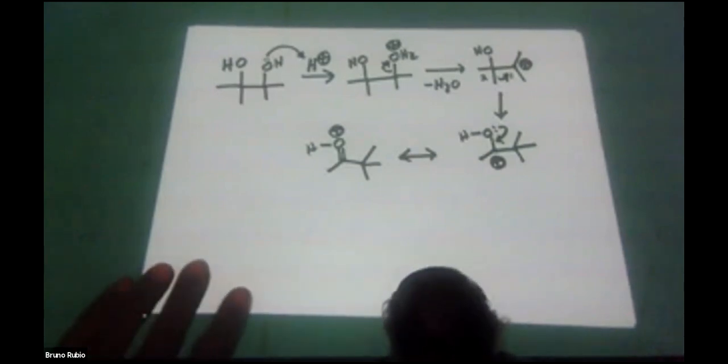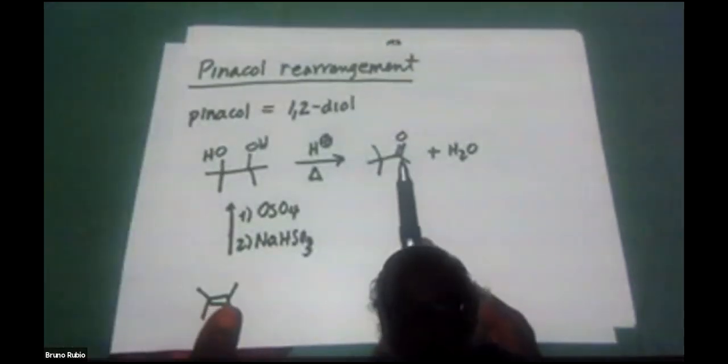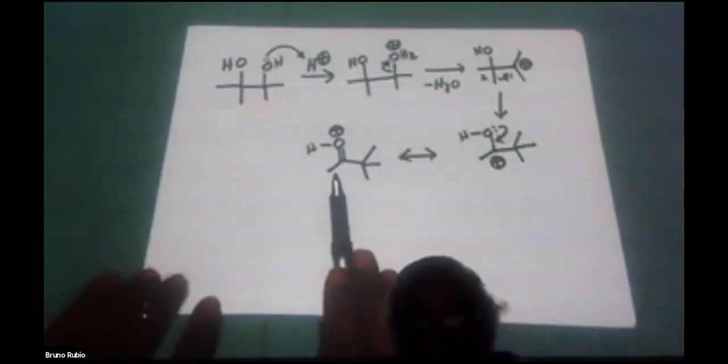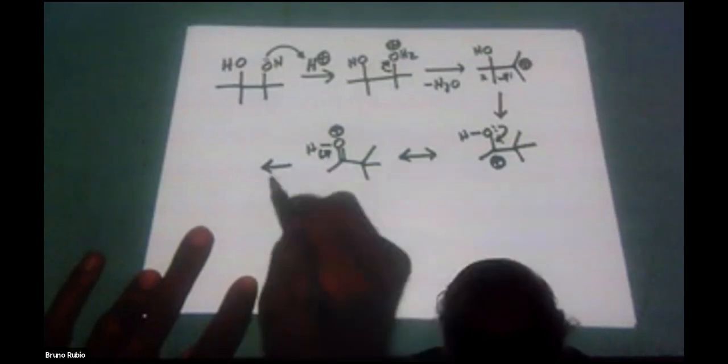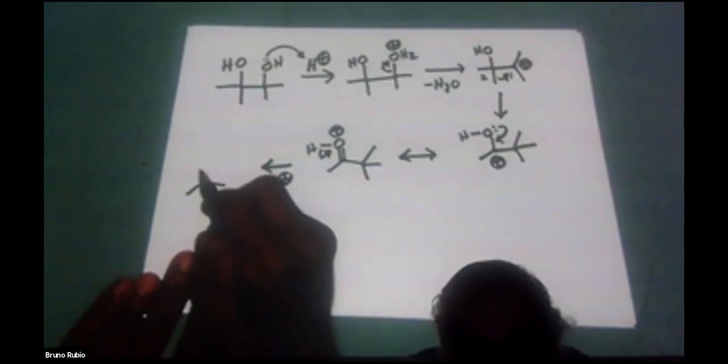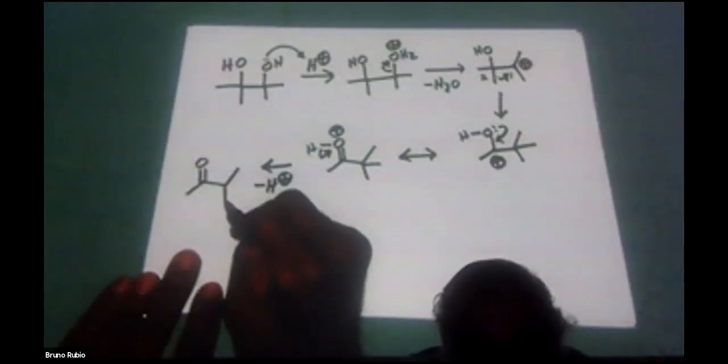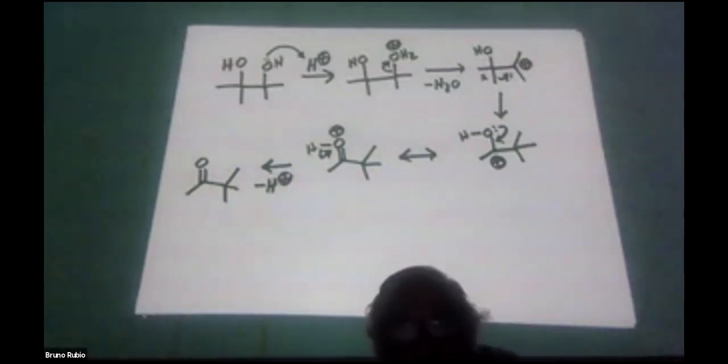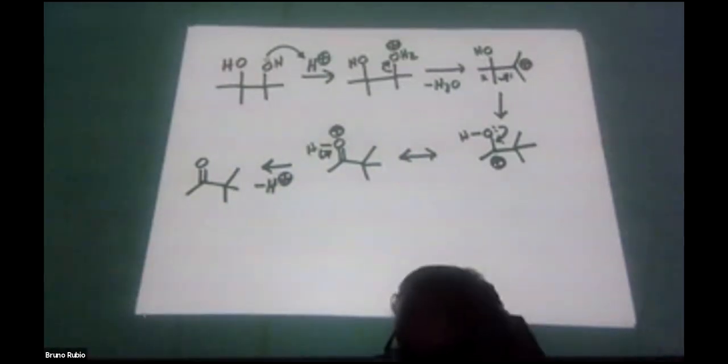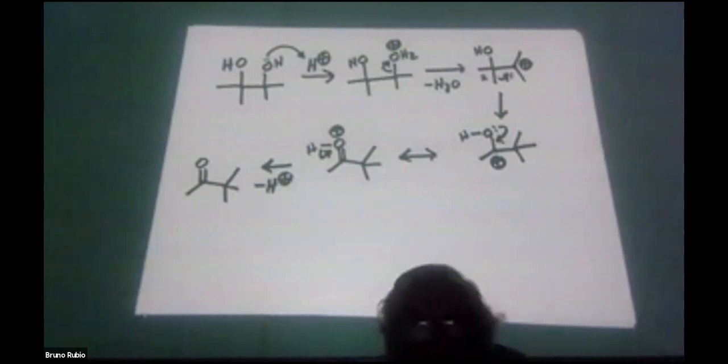Okay, and so now that looks very much like our product, right? If we look at our product that we're trying to come up with, it's a methyl ketone on one side and a chicken foot on the other side. And so the last step is the deprotonation of the carbonyl group, and there's our final product, which is this ketone. All right, so that's the pinacol rearrangement.